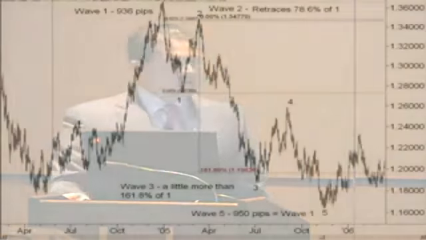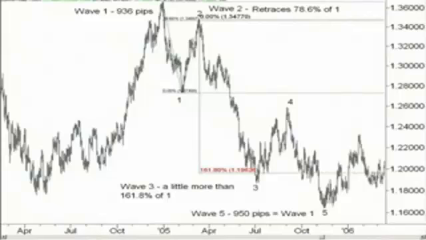So, if we were falling off the cliff here, someone might have said to you, "Holy cow, the euro's going to go to parity at this point." Well, you say, "Well, it might, but Jamie Setley told me that wave 5 equals wave 1 sometimes." And so you'll look at that and say, we've moved the same amount as we moved in wave 1 in the same structure. So there's potential for a reversal.